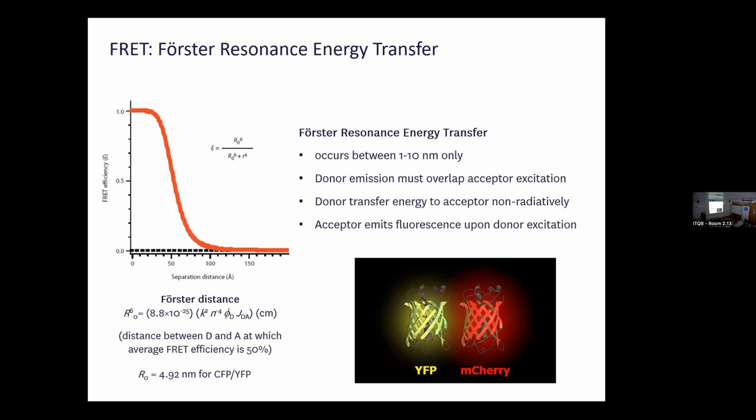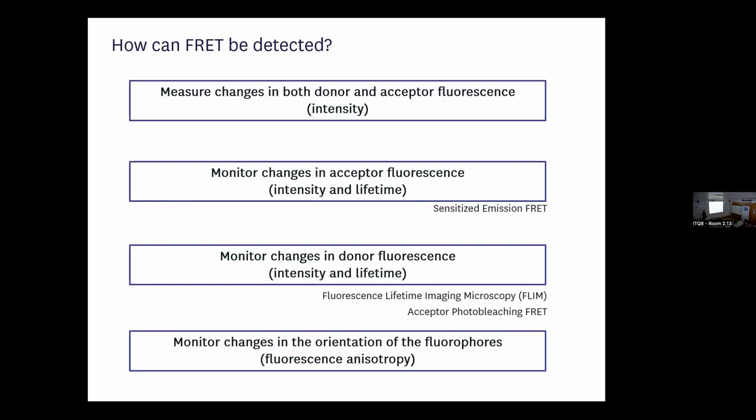So how can we take advantage of it? How do we see FRAP on a microscope? There are tons of ways of looking at FRAP. You can measure changes in the intensity of either the donor or the acceptor. You can look at just the acceptor alone, looking at intensity or the lifetime.